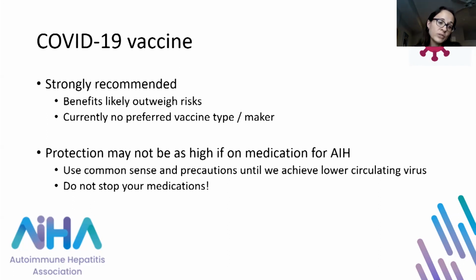The one thing that I think is probably more important to focus on is that your level of protection may not be as high as what's reported in the clinical trials if you're on medications for autoimmune hepatitis. And so as much as you can, continue to use common sense and your usual precautions, whether that's wearing a mask or some social distancing practices, until we achieve lower circulating virus in the population. And then importantly, do not stop your medications if you are to be vaccinated.